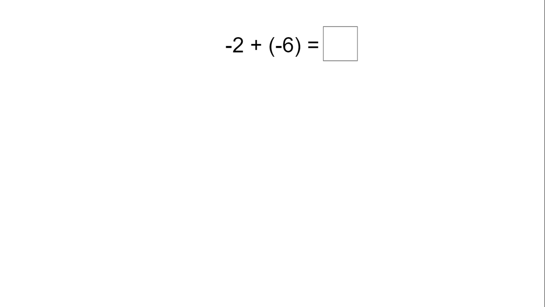So on the left there, I have two negatives, which I can represent with two negative signs. And then I'm adding 6 more negatives. So I'm going to put 6 more negatives under there. And when I look at those all together, I have 8 negatives. So my answer to -2 plus (-6) is -8.